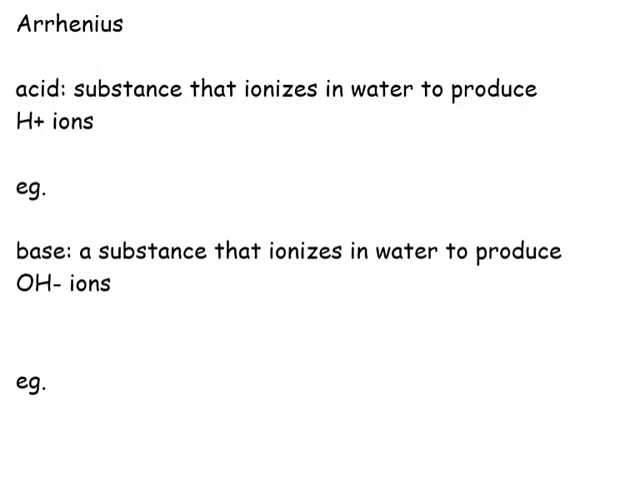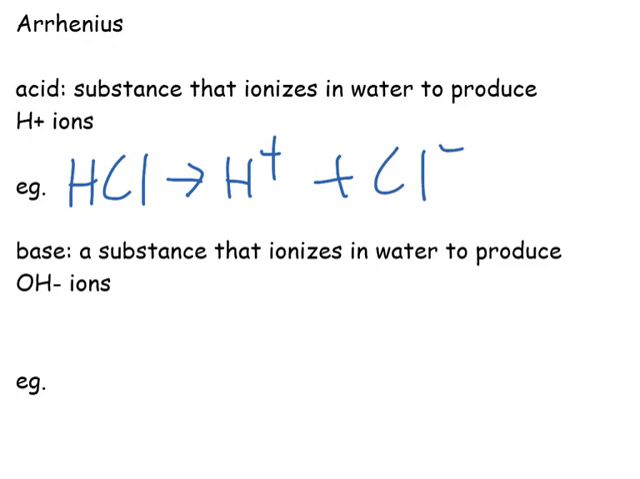Okay, so Arrhenius has the most specific definitions of acids and bases. According to him, an acid is a substance that ionizes in water to produce H+ ions. The classic example would be hydrochloric acid, HCl, and we know that's going to dissolve into H+ and Cl-. So we know hydrochloric acid is an acid because it produces H+ ions.